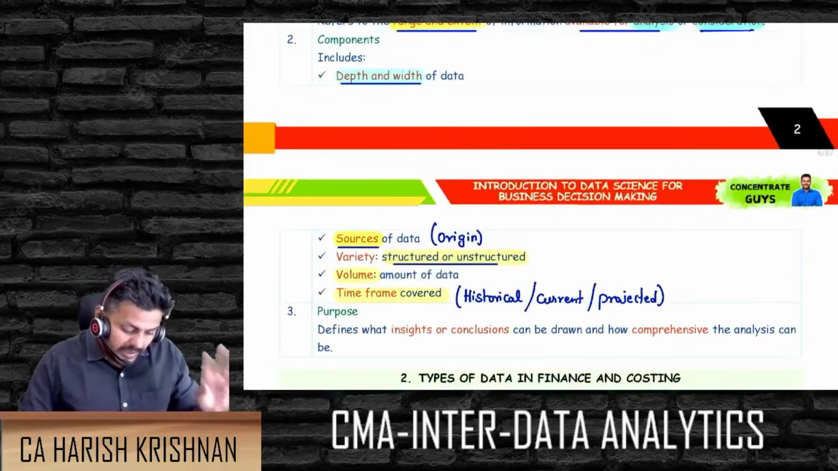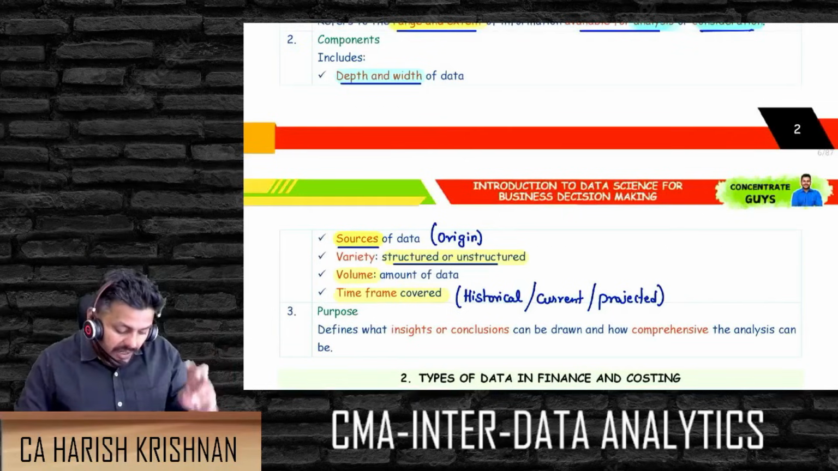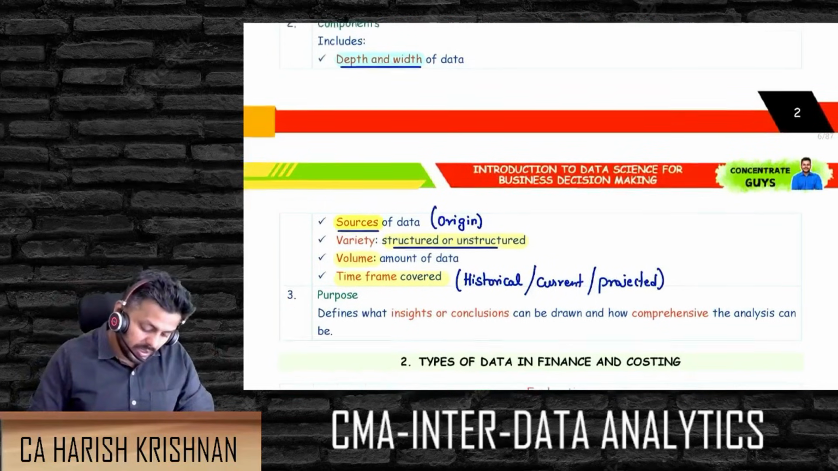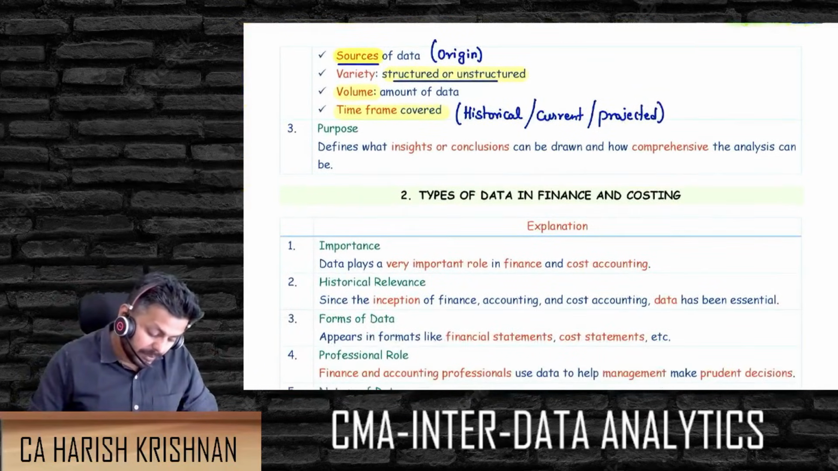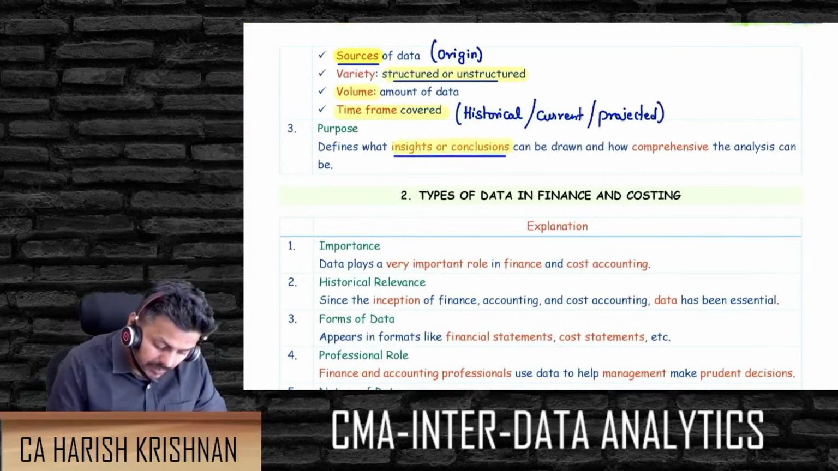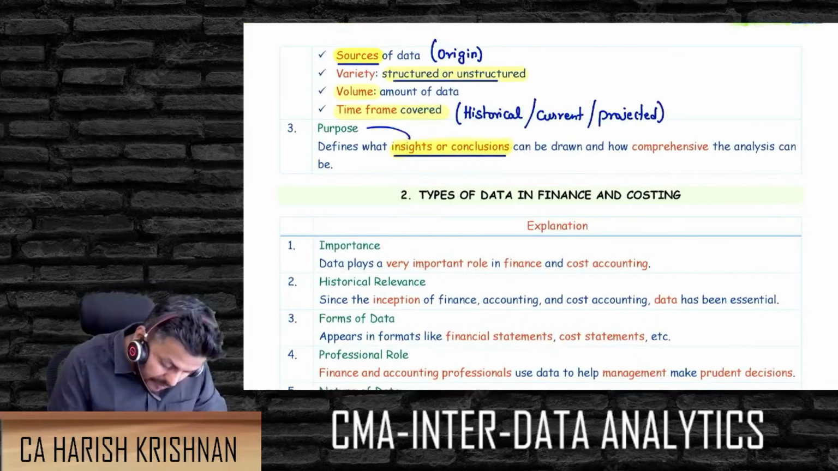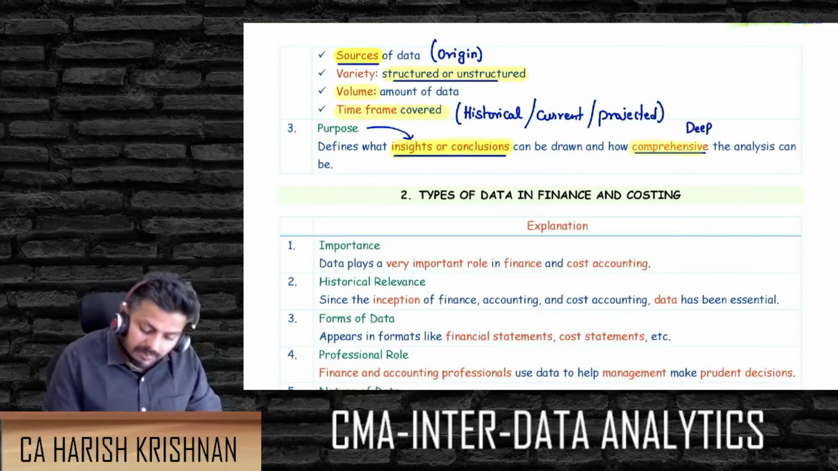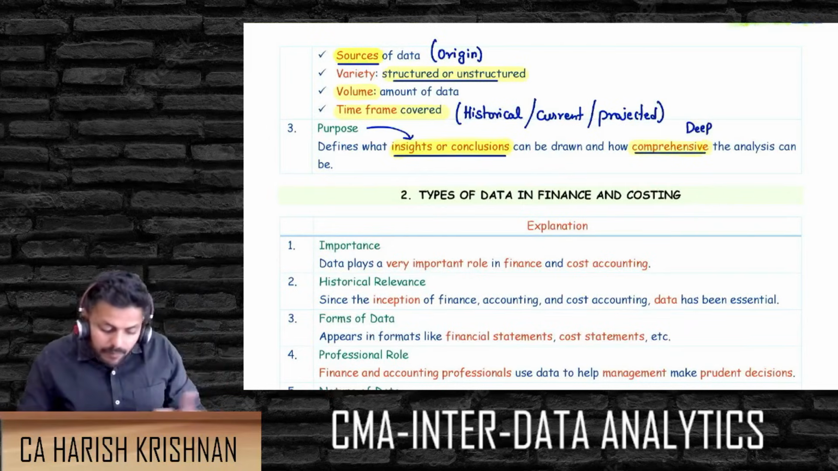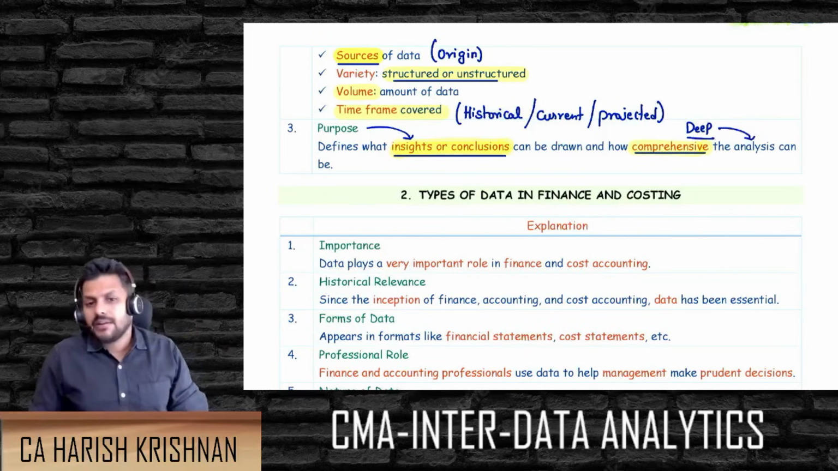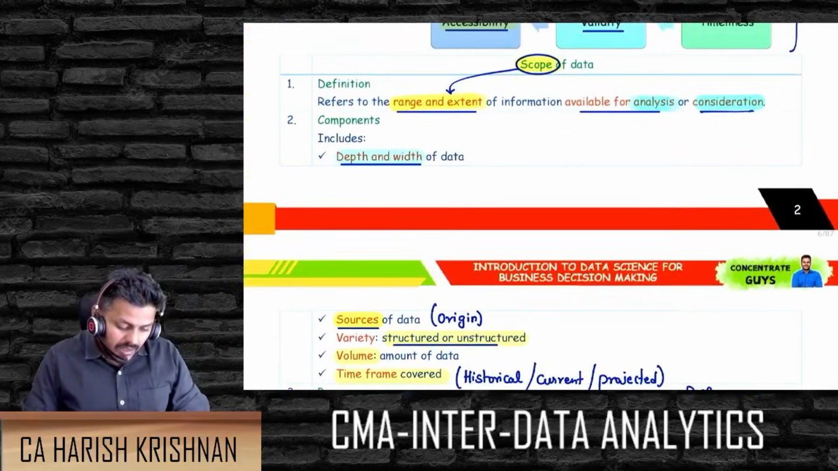So that is exactly how we take that into the context there. All these points: depth and width of the data, variety of data, volume, that is the amount of data that you have, and the time frame, historical, current or projected data. And purpose defines what insights or conclusions. Purpose means what can you draw from the data, and how comprehensive. Comprehensive basically means you are covering everything. So how comprehensively you can make the analysis, how deep the analysis can be made using the data. That is the scope of data.